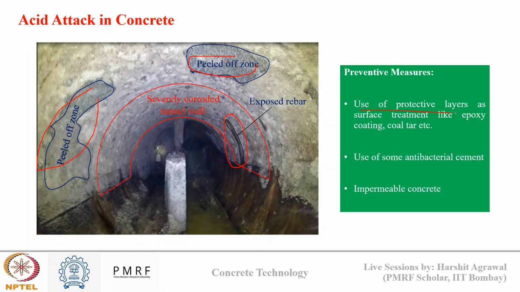We can use some protective coating as a surface treatment, like epoxy coating or coal tar, so that we can nullify the reaction of H2SO4 with the concrete. We can use some antibacterial cement which can nullify this reaction, or we can make concrete impermeable. If we make concrete impermeable, what will happen? This hydrogen sulfide won't be able to go inside concrete, and if it's not able to go inside concrete, then it won't be able to disintegrate the CSH or CH inside concrete.